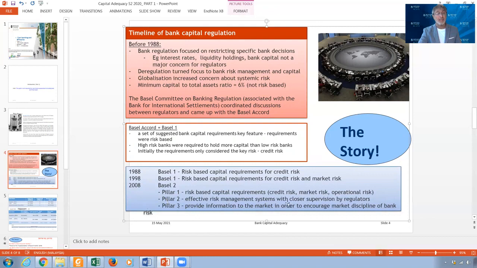And in pillar three, they were talking about what kind of information the bank should disclose so they can activate the market discipline, where the investors and the shareholders can react accordingly. And all of those are actually requirements to control the risk. So these are the issues.